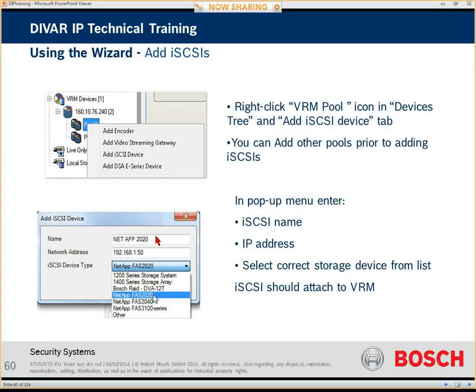We need to start assigning storage where these devices can actually record. Right-click the pool, add iSCSI device, and then we fill in the name we want to assign to it, the network address, and from a drop-down list, select the storage type that we are adding into the configuration.